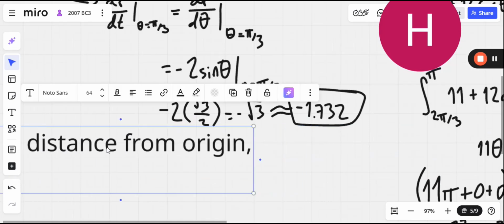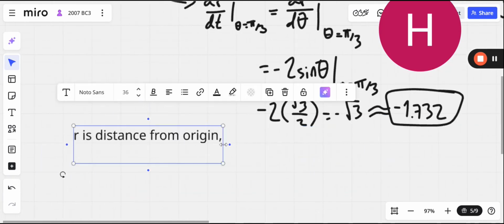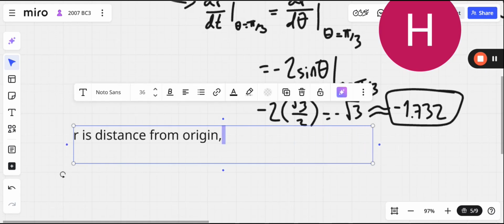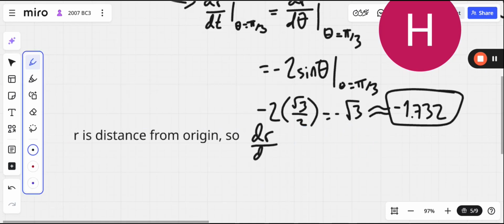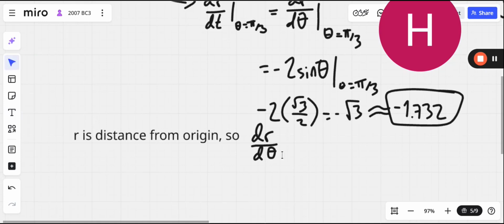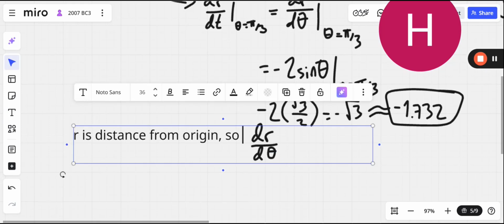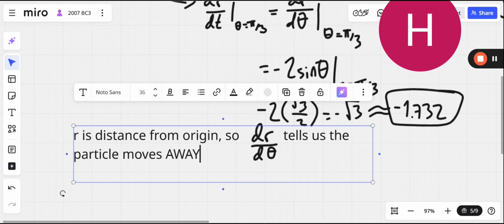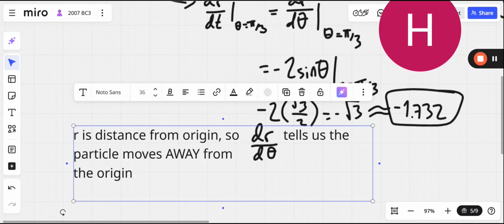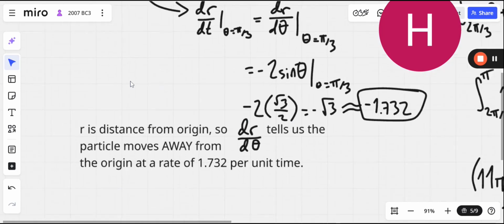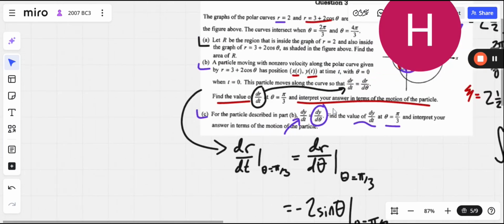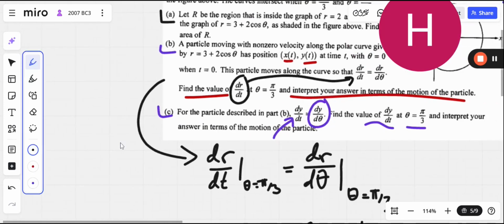Therefore, let's move this somewhere else and make it a little bit smaller in font. So, dr/d theta, let's keep filling in here, tells us the particle moves away from the origin at a rate of 1.732 per unit time. Okay, so that's the interpretation. That is also important. That gives us a point for sure. If it says interpret your answer in terms of motion of the particle, that's worth a point, maybe even 2.